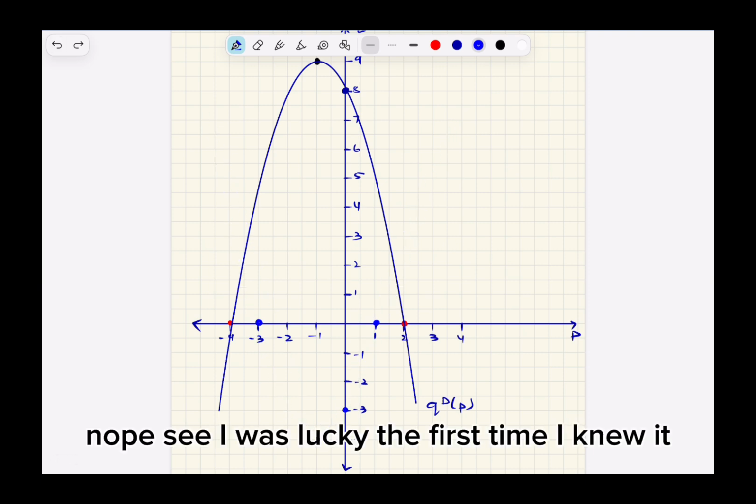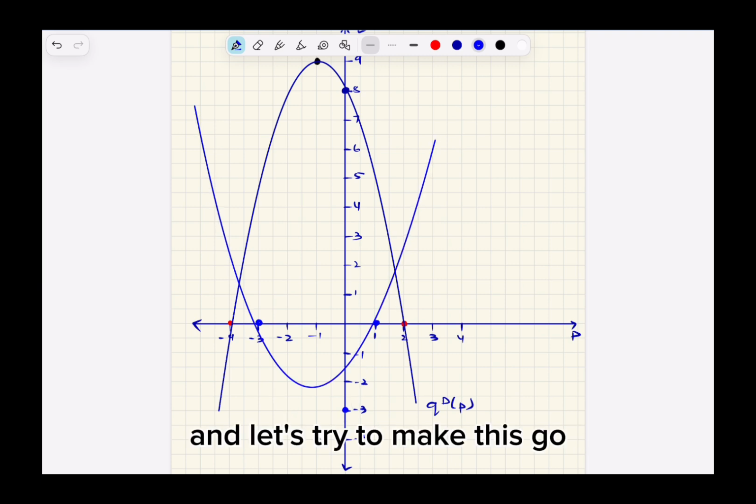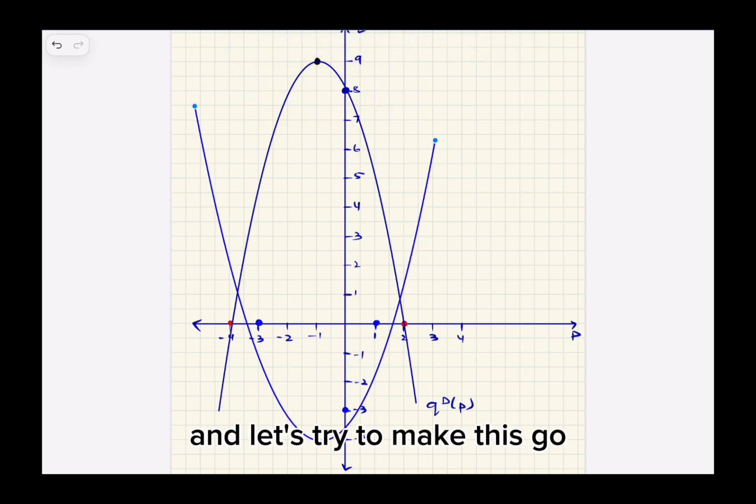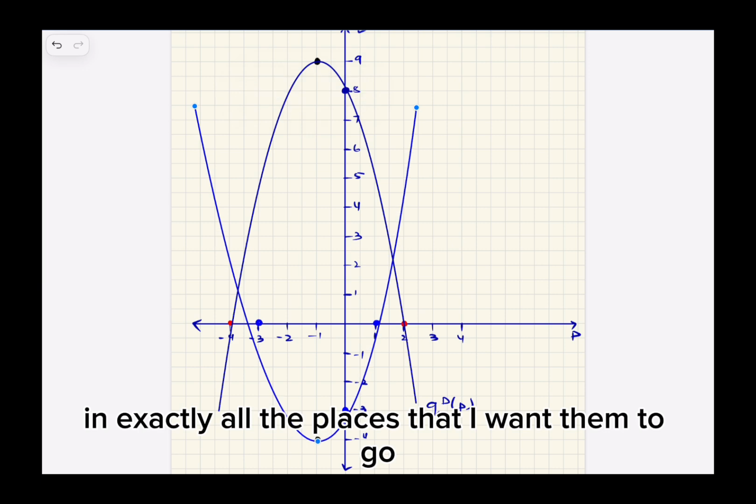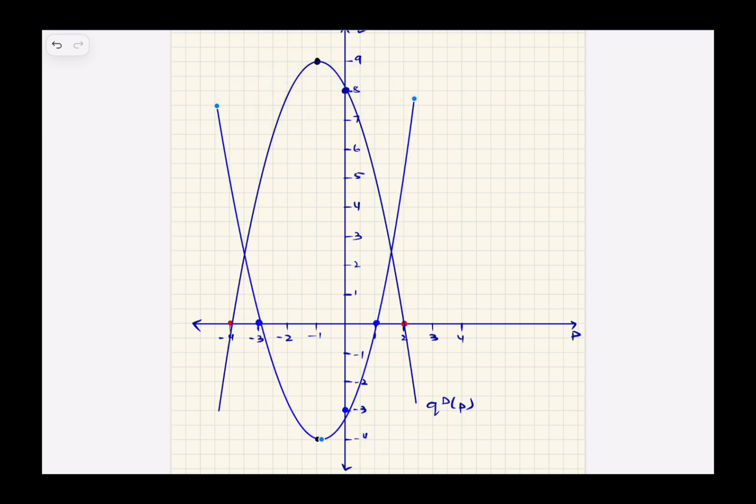nope. See, I was lucky the first time. I knew it. And let's try to make this go in exactly all the places that I want them to go.